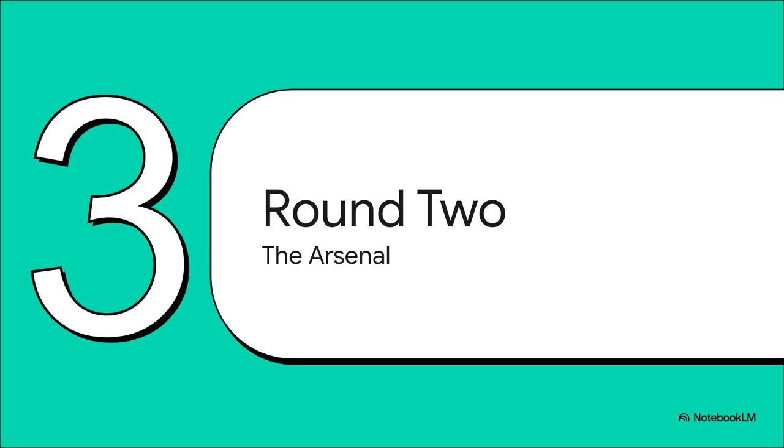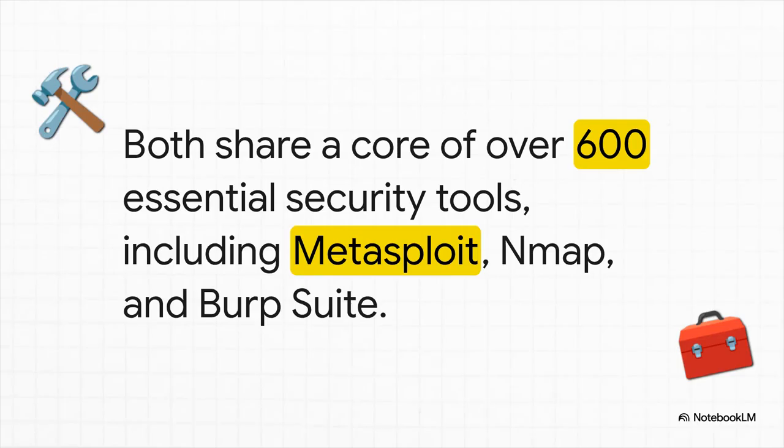All right, now for the main event, the tools. What kind of firepower does each of these distributions actually bring to the fight? So let's be super clear about this. Both of these are incredibly capable. Since they're both built on Debian, pretty much any tool that's available on one can be installed on the other. They share this massive common library of the most important security tools in the industry. So whether you pick Kali or Parrot, you're going to have the essentials like the Metasploit framework for exploitation, Nmap for network scanning, and Burp Suite for web app analysis, all at your fingertips.